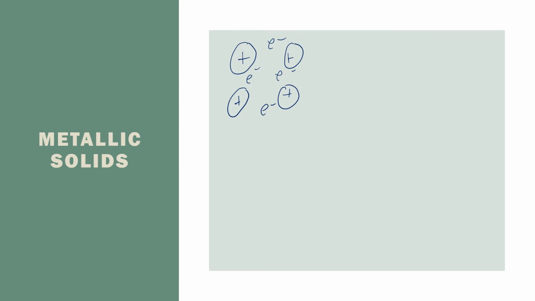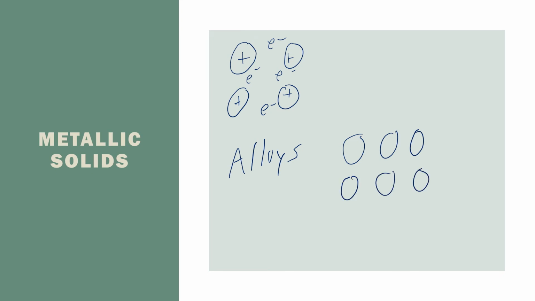Now, don't forget that we also have alloys of metals. In substitutional alloys, you have very similar sized metals forming the alloy, so one just takes the place of another metal in the substance. Then in interstitial alloys, you have one substance that is much smaller than the other, so the much smaller substance will fit in between.